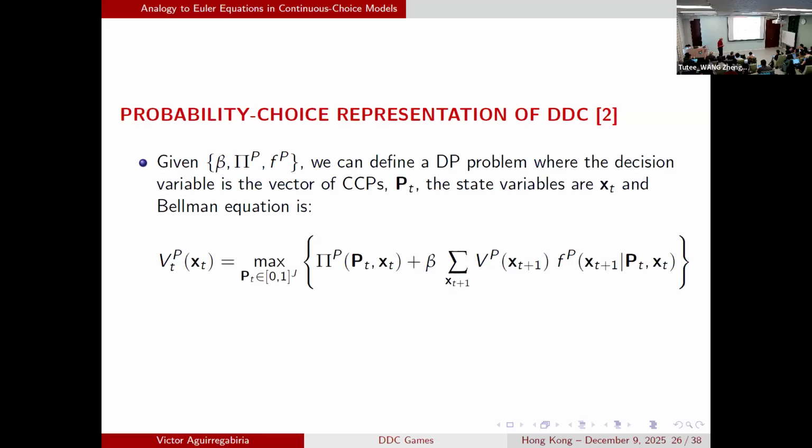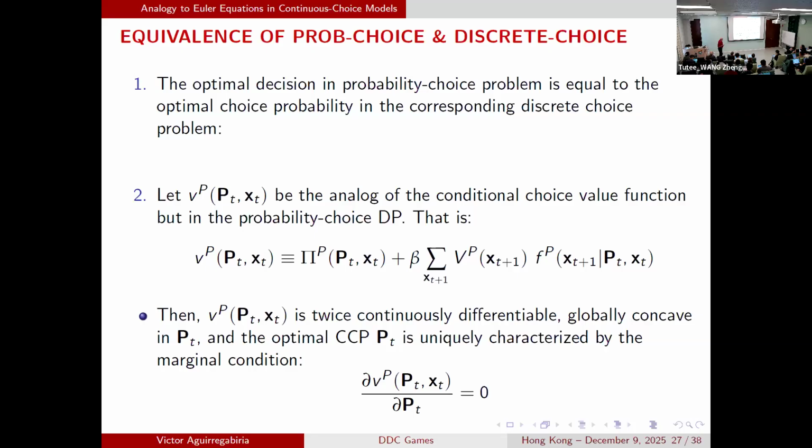The choice probabilities that we are going to get that solve this Bellman equation are exactly the same choice probabilities that solve our original dynamic programming problem with discrete choice.